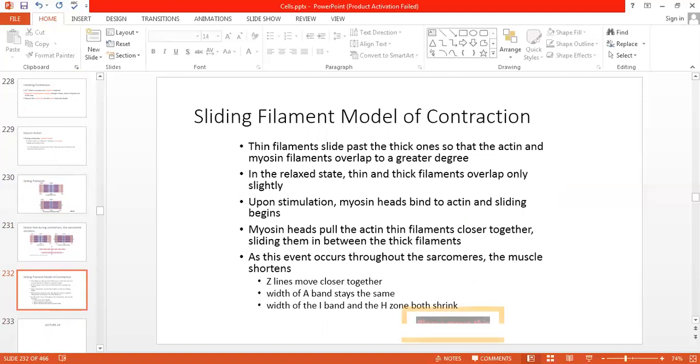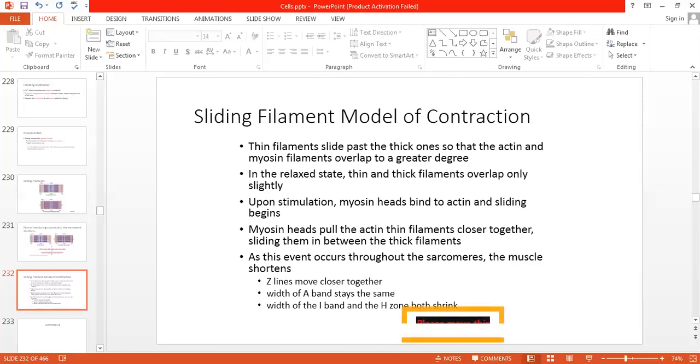Sliding filament model of contraction. The thin filament slides past the thick one so that the actin and myosin filaments overlap to a greater degree. In the relaxed state, thin and thick filaments overlap only slightly. Upon stimulation, myosin heads bind to actin and sliding begins. Myosin heads pull the thin actin filaments closer together, sliding them in between the thick filaments. As this occurs throughout the sarcomere, the muscle shortens.